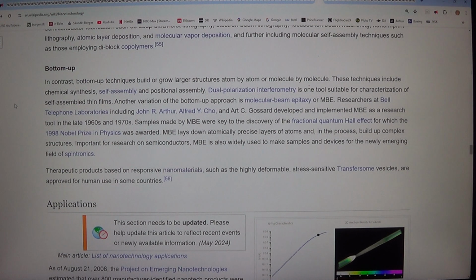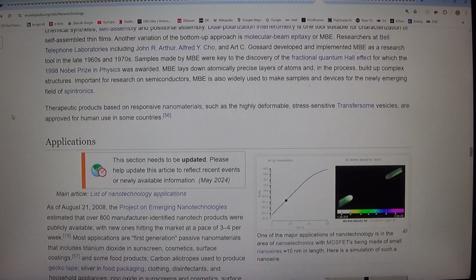Researchers at Bell Telephone Laboratories including John R. Arthur, Alfred Cho, and Art C. Gossard developed and implemented MBE as a research tool in the late 1960s and 1970s. Samples made by MBE were key to the discovery of the fractional quantum Hall effect, for which the 1998 Nobel Prize in Physics was awarded. MBE lays down atomically precise layers of atoms and, in the process, builds up complex structures. Important for research on semiconductors, MBE is also widely used to make samples and devices for the newly emerging field of spintronics.